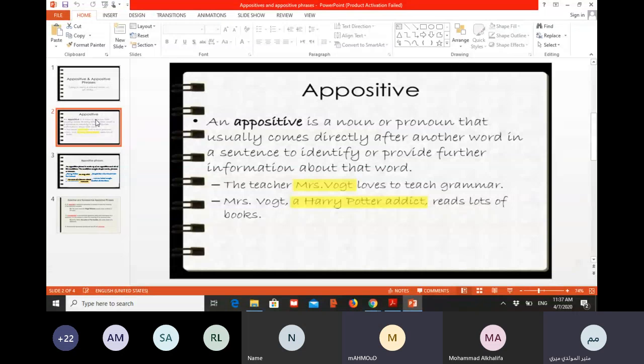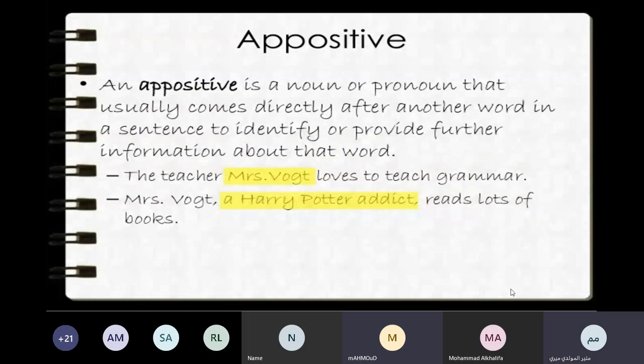Yes, where have you been? Can you read, please?